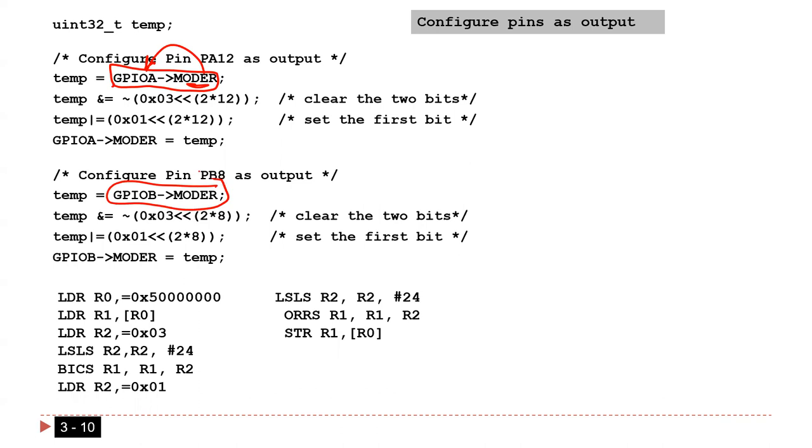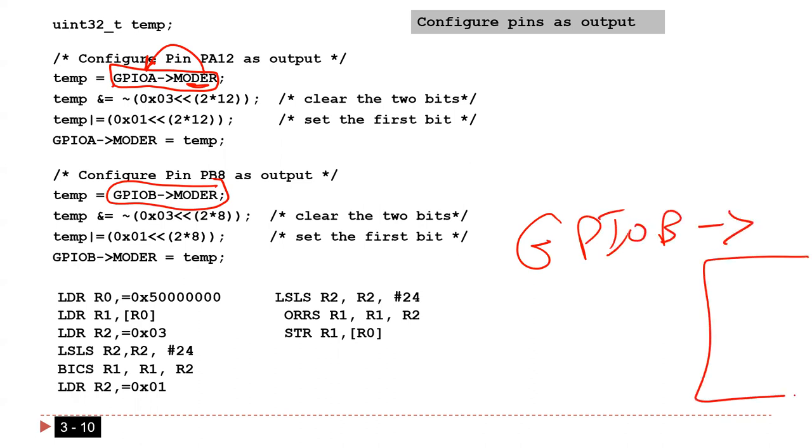By the way, if you go to the software, in the program, if you write GPIOB and you write something like that, a menu is going to open for you. In this menu, you can find a lot of registers under this instruction. For now, we are interested in this one. Any questions?